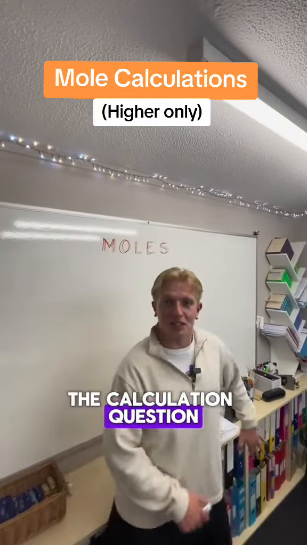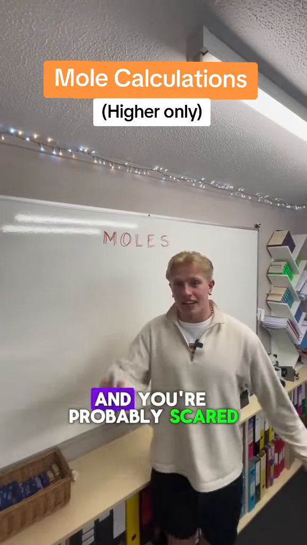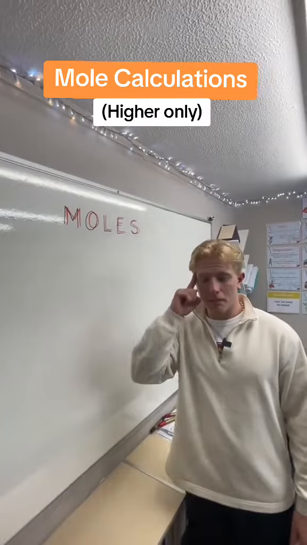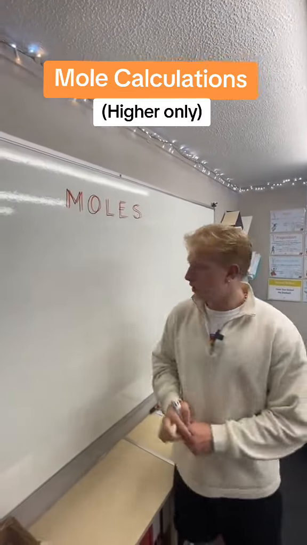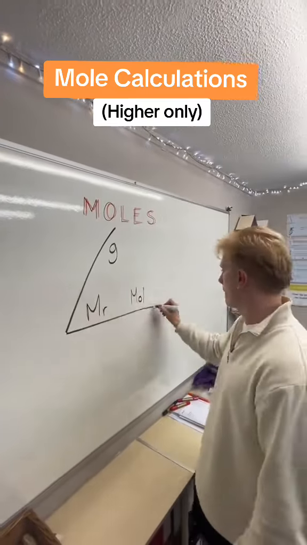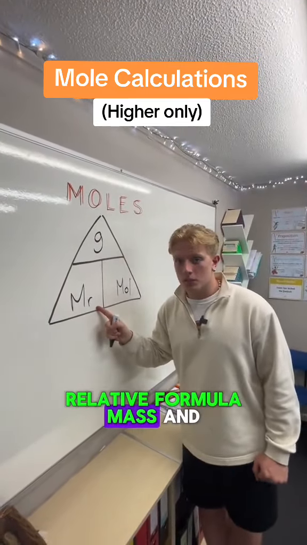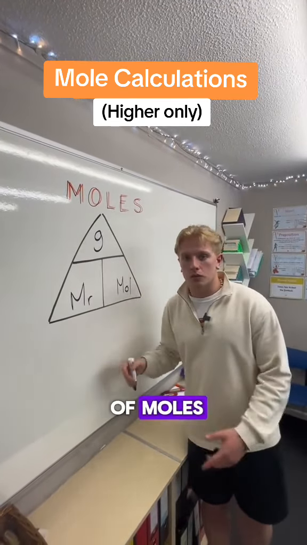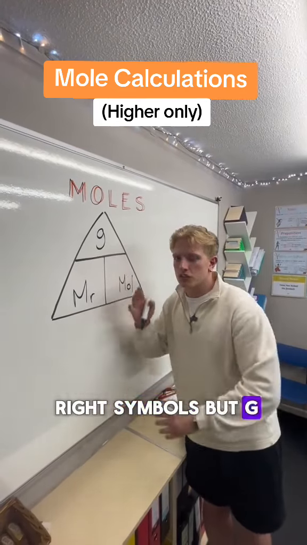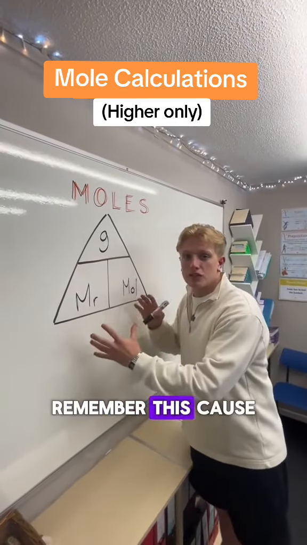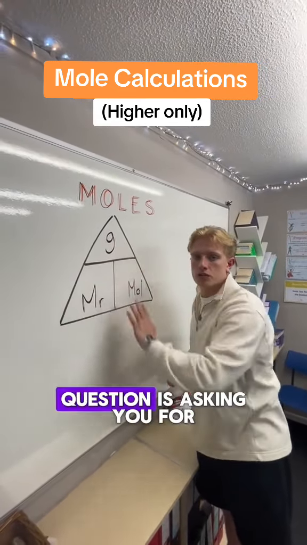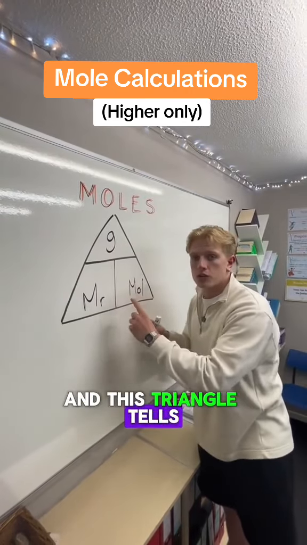The calculation question that's probably going to come up in your chemistry paper 1, and you're probably scared of it, is moles. Remember, G, Mr, Mole. G stands for mass, MR is the relative formula mass, and mole is the number of moles. Obviously, these aren't the right symbols, but G, Mr, Mole sounds better. Remember this, because then you just cover up whatever it is your question is asking you for, and this triangle tells you exactly what you need to do.